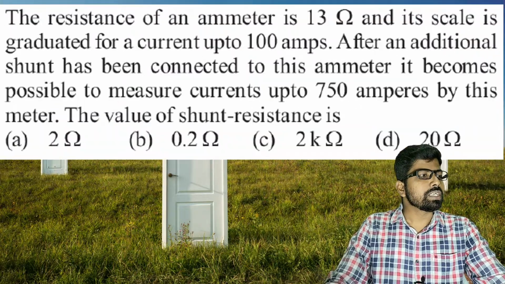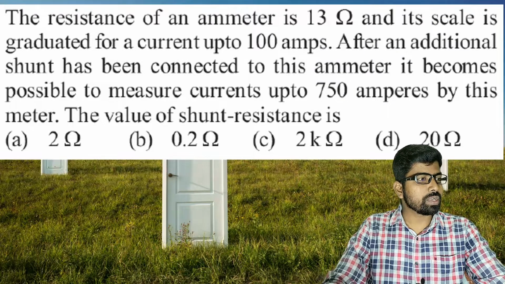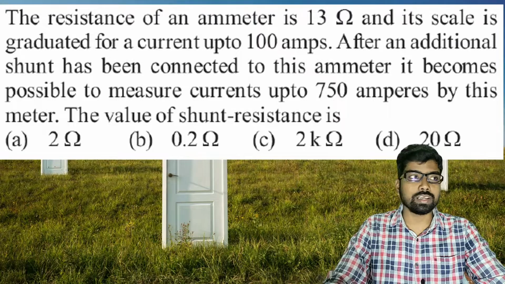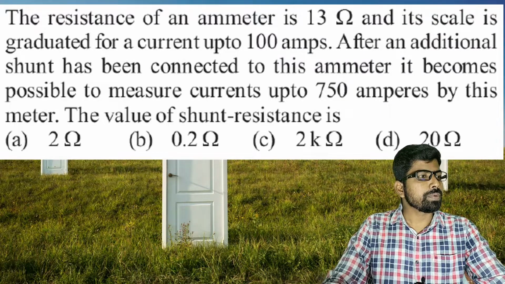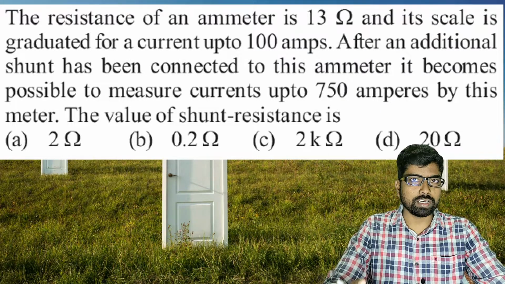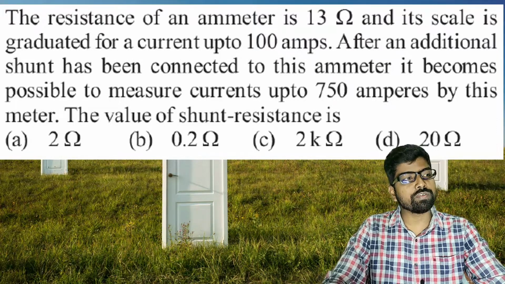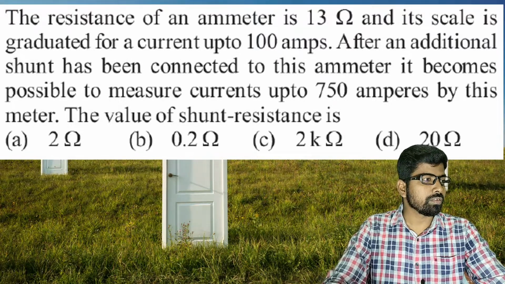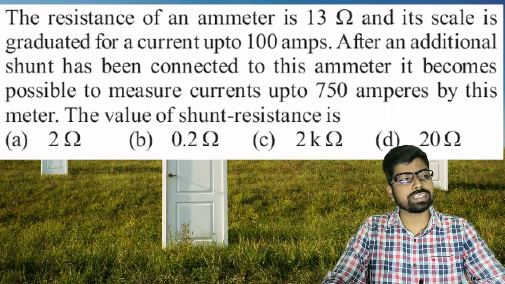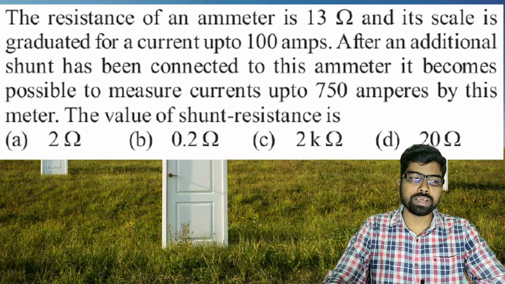Okay. Besides that, let us go to one more question. The question is on the screen. The resistance of an ammeter is 13 ohm and its scale is graduated for current up to 100 amperes. After an additional shunt, connected in parallel to this ammeter, it becomes possible to measure up to 750 amperes. The value of the shunt resistance is what? So directly we can apply that formula.